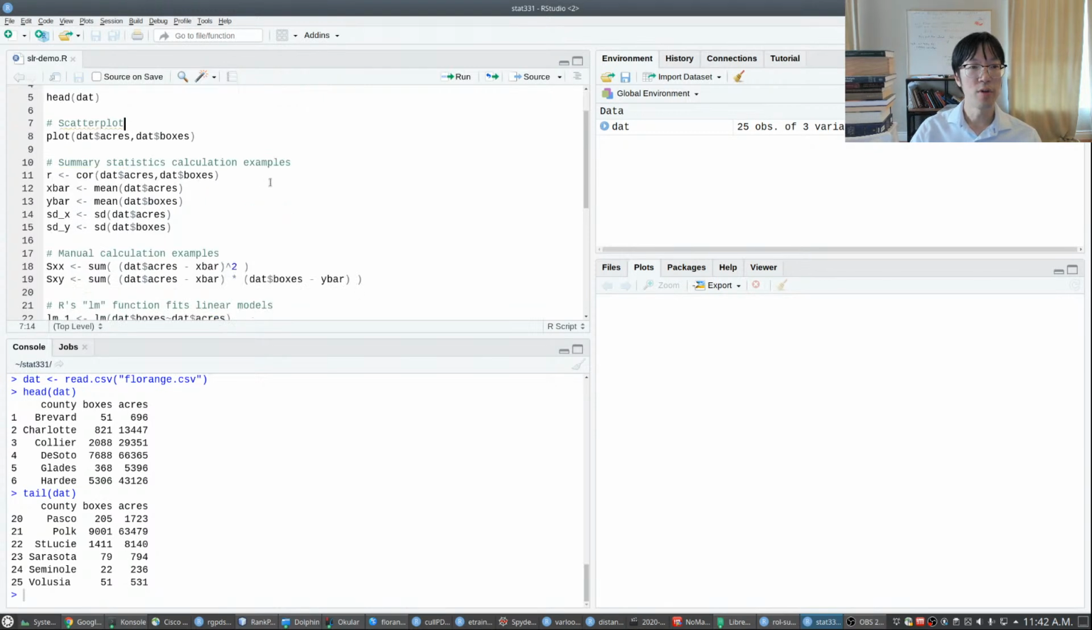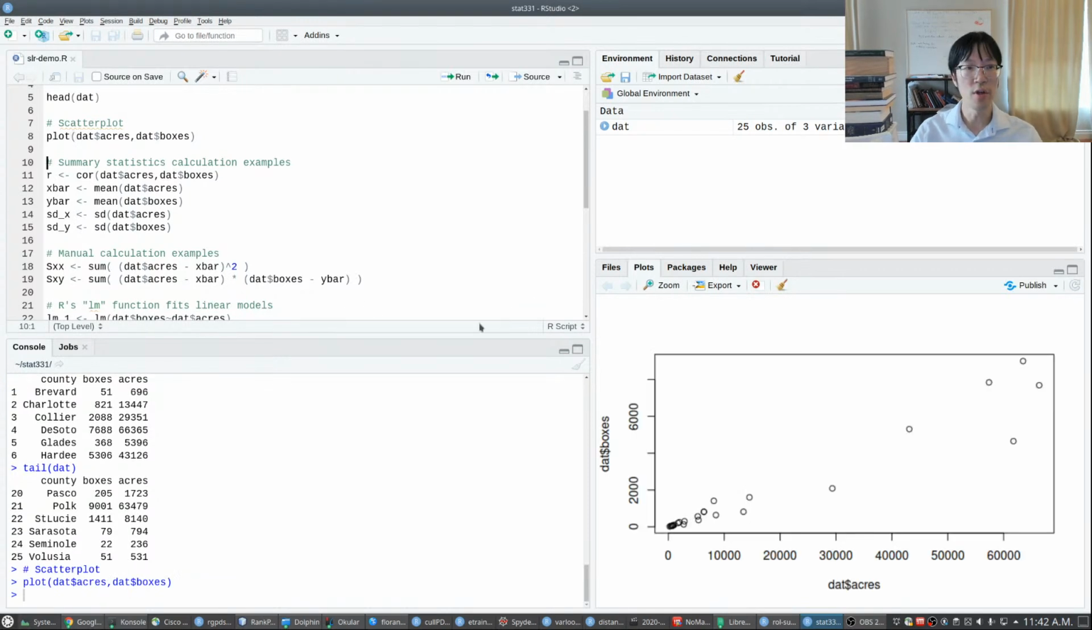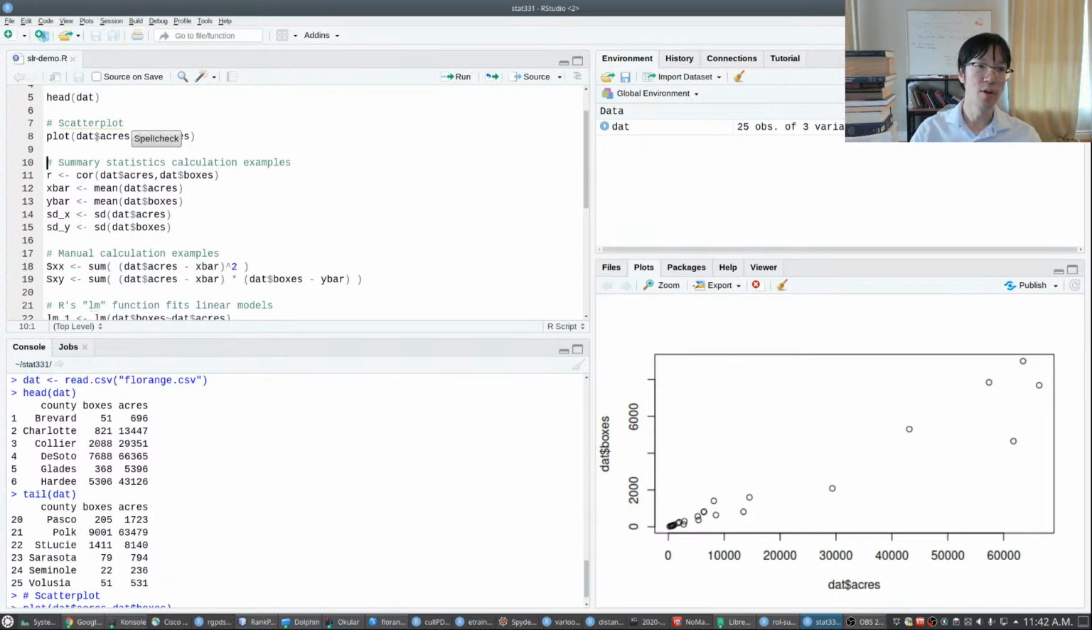Okay, so let's run through how we do some of these calculations in R. First, let's do the scatter plot, taking each of these x and y values. That's done using the plot command, which takes vectors as input. So dollar-sign acres refers to the acres column in this data set, and boxes refers to the vector of 25 values for boxes. You pair them together, and that produces this scatter plot.